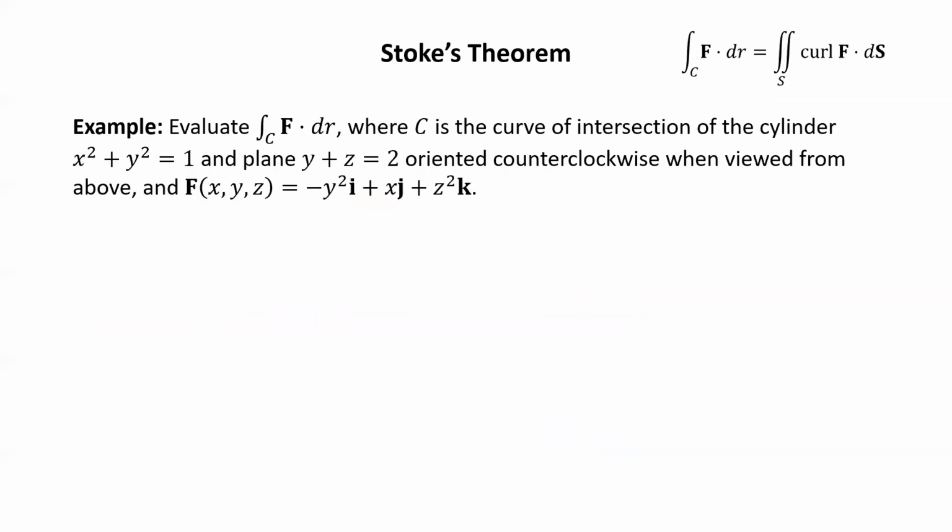Let's try an example. Go ahead and pause the video, try this example yourself, and then resume the video to check your answer with mine. Evaluate the line integral over C of F dot dr, where C is the curve of intersection of the cylinder x squared plus y squared equals 1 and the plane y plus z equals 2, oriented counterclockwise when viewed from above, and the vector field F(x, y, z) is equal to negative y squared i plus x j plus z squared k.